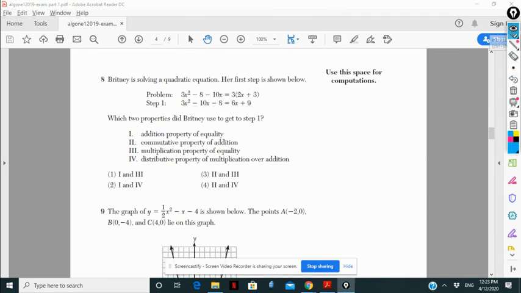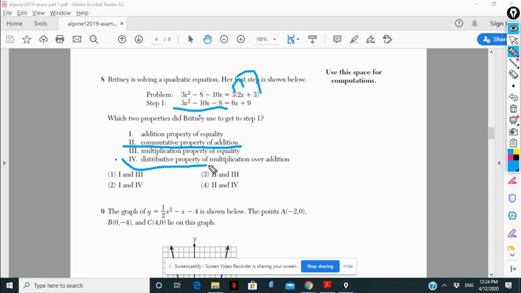Question number 8. Brittany is solving a quadratic equation. Her first step is shown. Which two properties did she use in step 1? The first one, she used the commutative property because she started to rearrange. Now she is distributing, so she used the distributive property of multiplication over addition. So she used 2 and 4, so the answer is number 4.